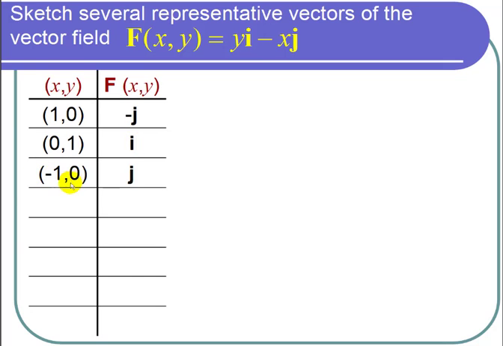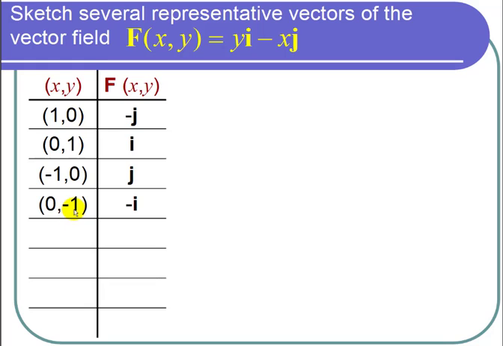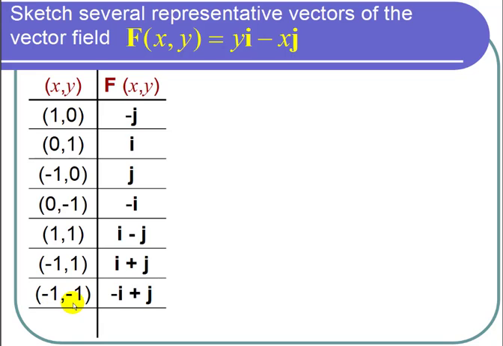So if I have the point (-1, 0), that gives me 0i - (-1)j, which is j. My next point I chose was (0, -1), and I plugged that in, and I got -i. And then I plugged in (1, 1) and got the vector i - j. The point (-1, 1) gave me the vector i + j. The point (-1, -1) gave me the vector -i + j. And then finally I looked at the point (1, -1), and that gave me the vector -i - j.